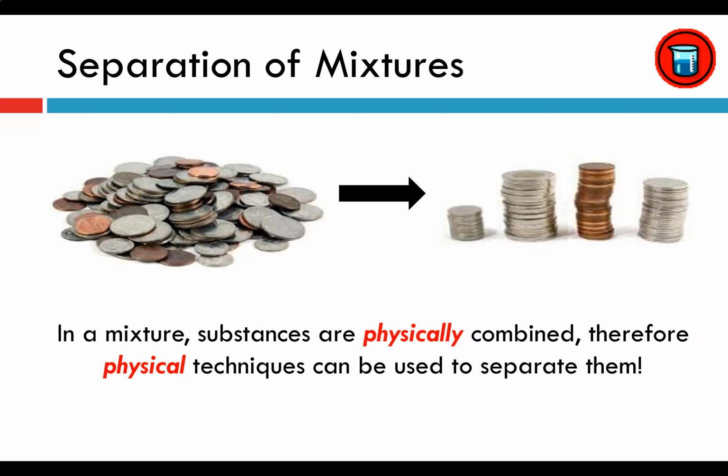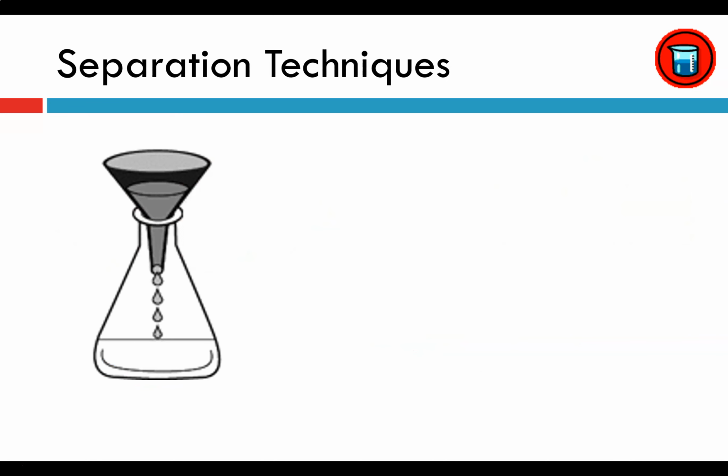The key to all of our separation techniques is that since mixtures are only physically combined, meaning the substances are in close proximity or touching each other, we can use physical techniques to separate them. So as we go over the different pieces of equipment, we'll talk a little bit about the physical properties that are being used to separate the components of that mixture. All right, so let's get into our pieces of equipment.